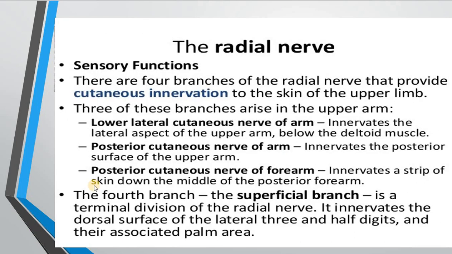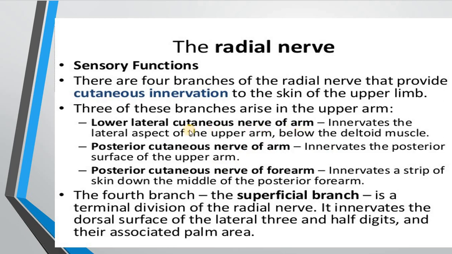Now we will see the sensory functions of the radial nerve. There are 4 branches of the radial nerve that provide the cutaneous innervation of the skin in the upper limb: the lower lateral cutaneous nerve of the arm, the posterior cutaneous nerve of the arm, and the posterior cutaneous nerve of the forearm. The lateral cutaneous nerve of the arm innervates the lateral aspect of the upper arm below the deltoid muscle. The posterior cutaneous nerve of the arm supplies the posterior surface of the upper arm.